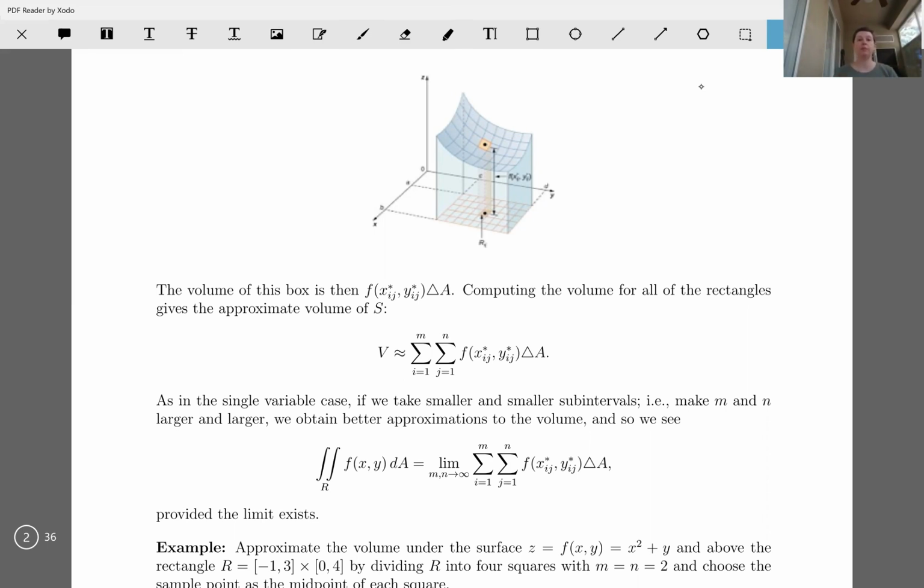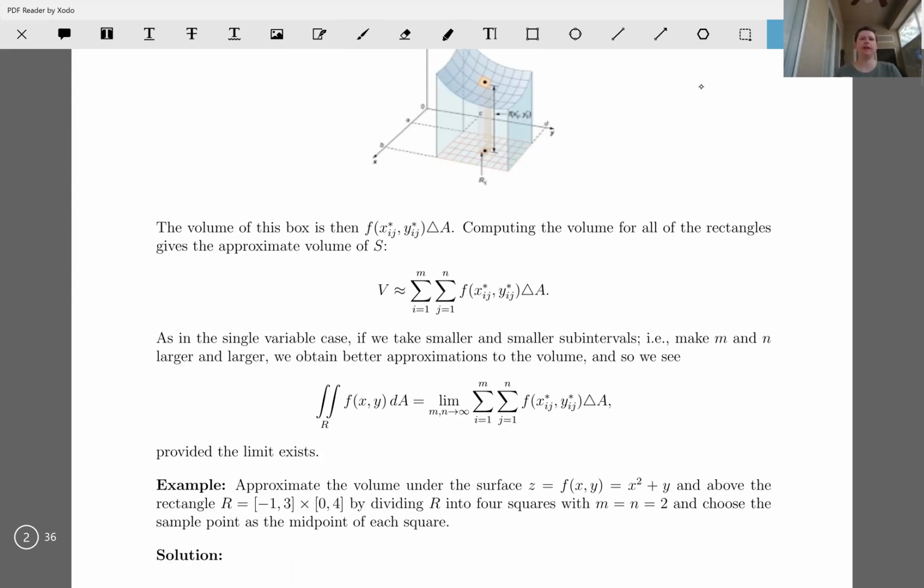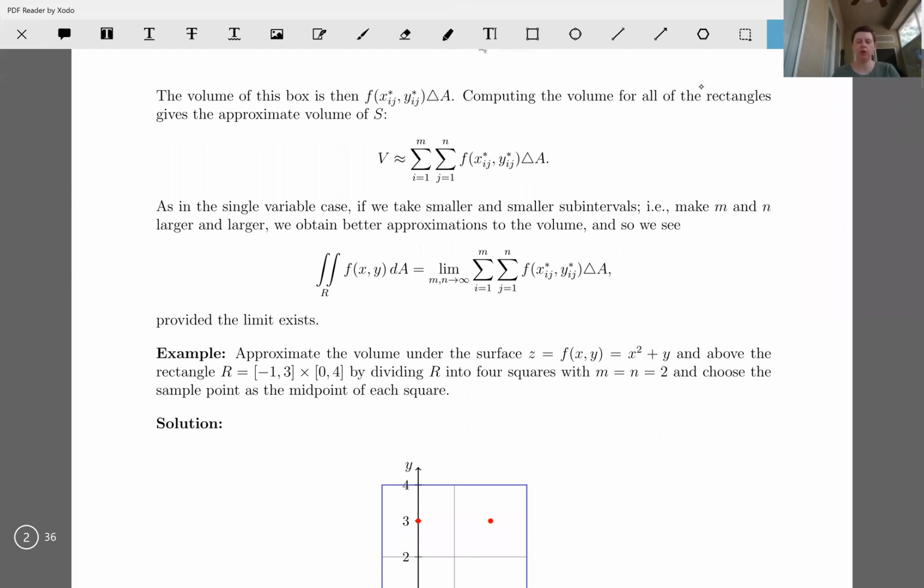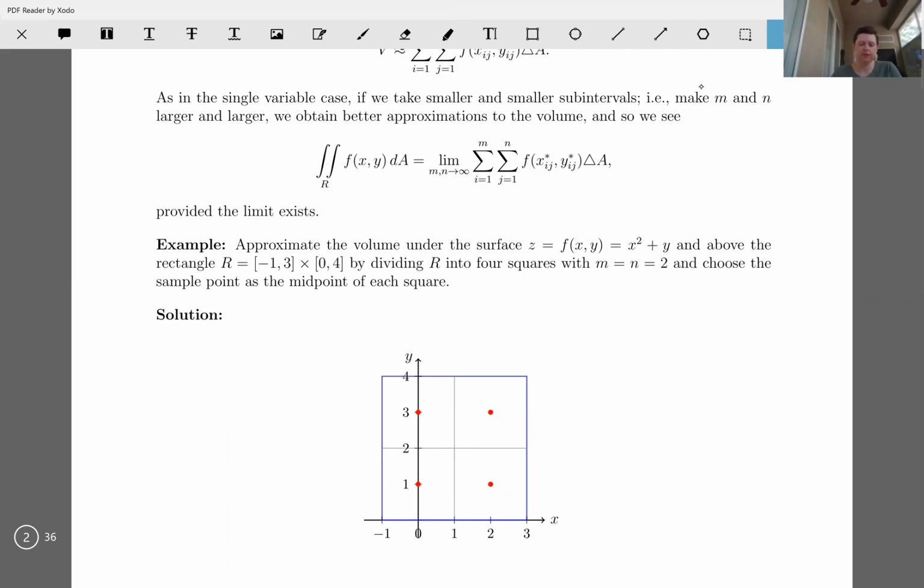And so we have a double sum because we have to sum over all of the i's and all of the j's. And then as in the single variable case, if we take smaller and smaller subintervals, which means that m and n get larger and larger, like going to infinity, we obtain better approximations to the volume. And so since we have a double sum, we represent this with a double integral over the rectangle R of our function, as the limit as m and n go to infinity of that approximate volume, provided that limit exists. So let's do an example.